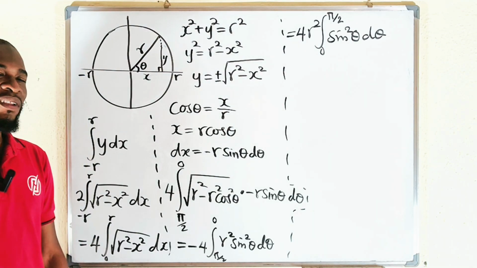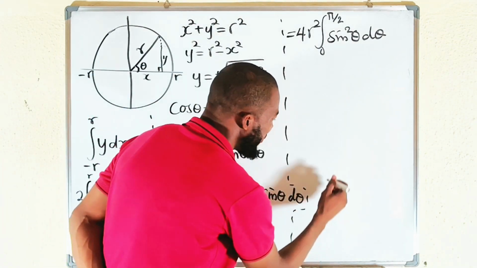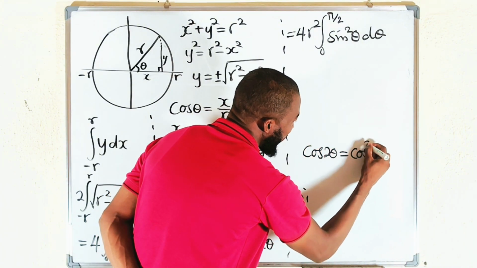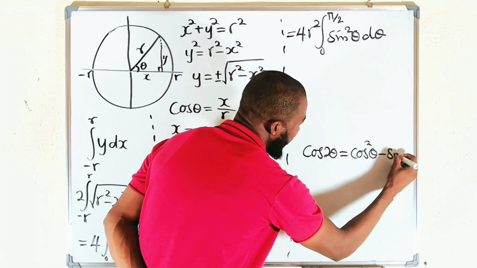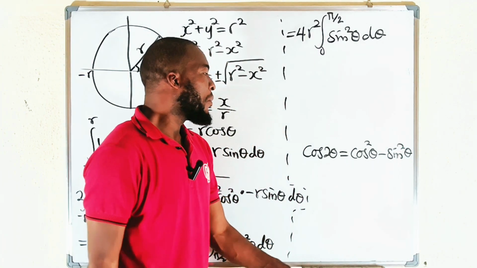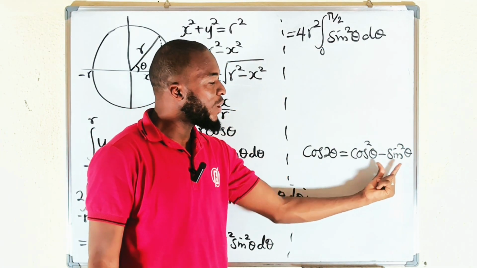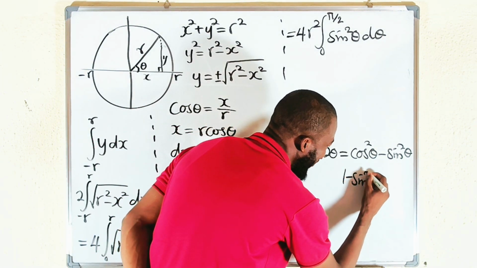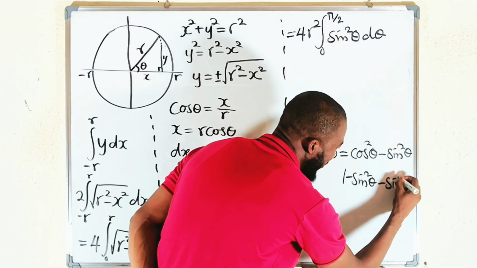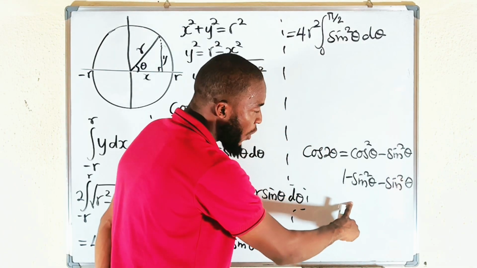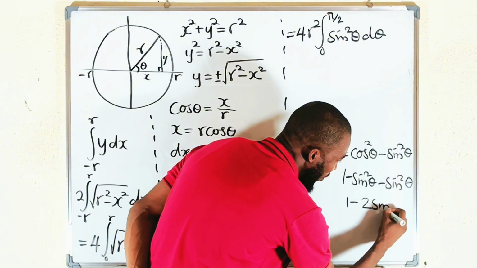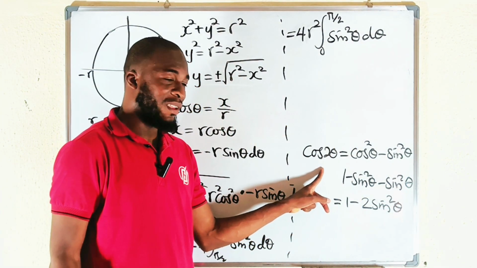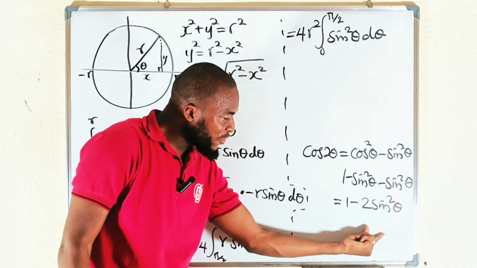And to integrate sine squared theta is not that simple. Instead, what you should remember is cosine of 2 theta is cosine squared theta minus sine squared theta, right? But since we are looking for sine squared theta, we can write cosine squared theta as 1 minus sine squared theta, with another minus sine squared theta. This is 1 minus 2 sine squared theta. And remember, the whole of this is equal to cos 2 theta. So you can bring this one backward.